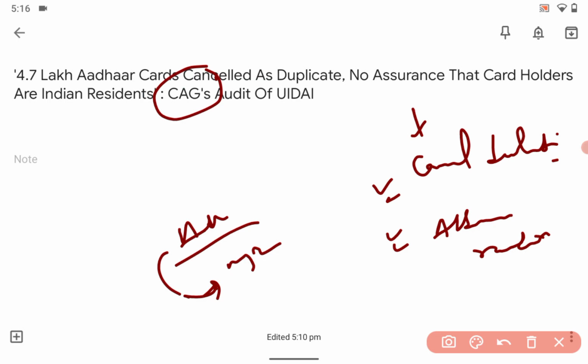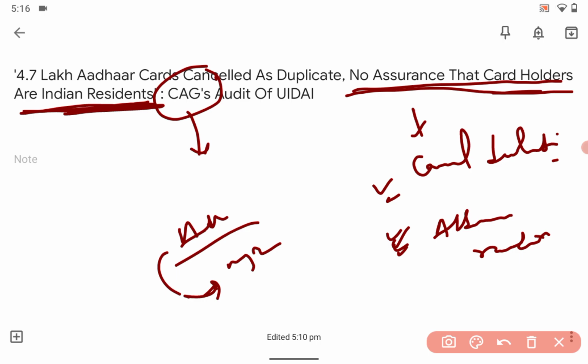Because there is no proof and no verification of the residential address, the CAG even says that there is no assurance that the cardholders are Indian citizens. This is a very big statement, and kindly listen: no assurance that the cardholders are Indian residents. It means they can be foreigners, for example a Bangladeshi coming to India, making a fake Aadhaar and giving fake details, because there is no verification of address. I think that is the biggest lack there.